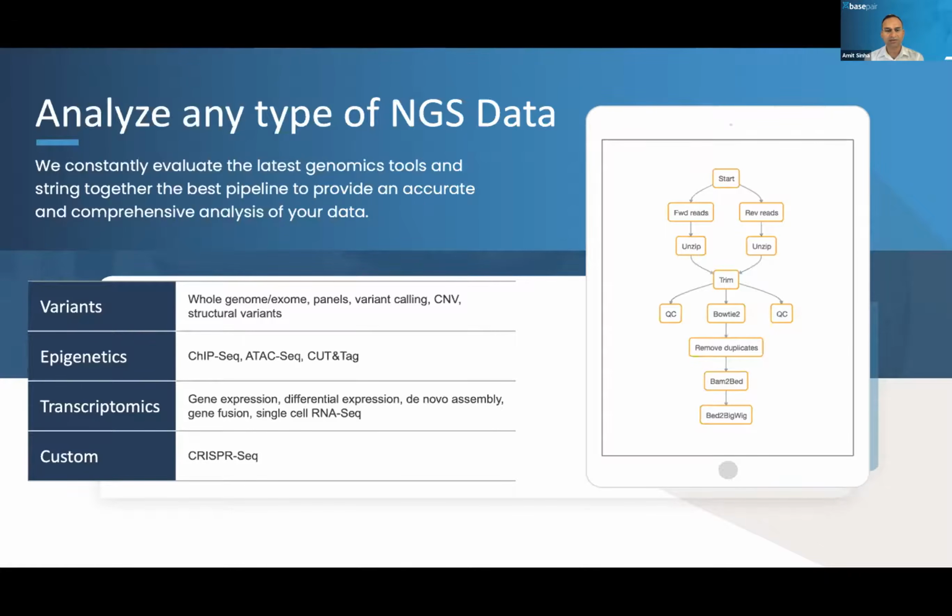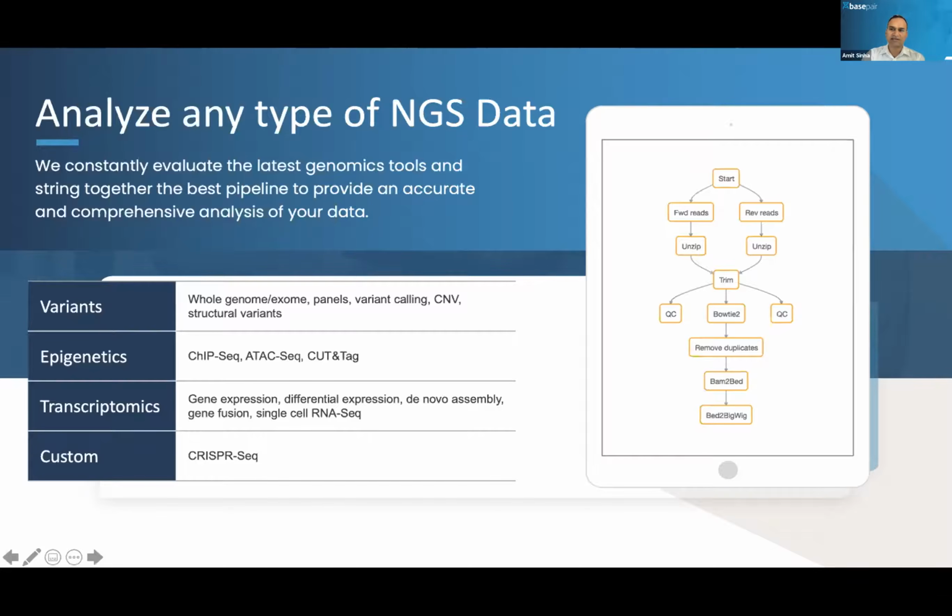And then, of course, one of the most popular set of pipelines we have is for transcriptomic data. So this is RNA-Seq, differential expression, gene fusions. And now recently, we have also added single cell pipelines. Currently for RNA-Seq, in the roadmap, we have a single cell for CUT&Tag and for ATAC-Seq and so on.